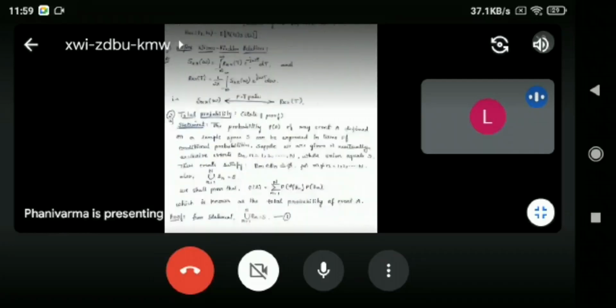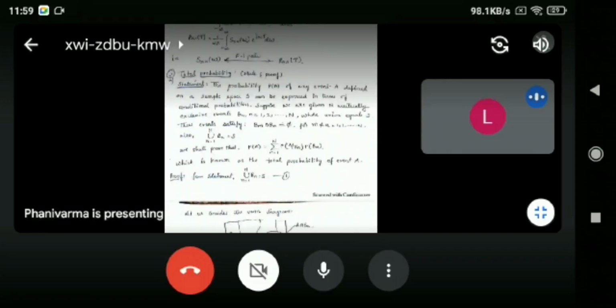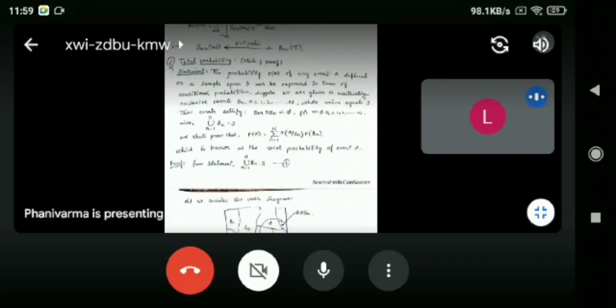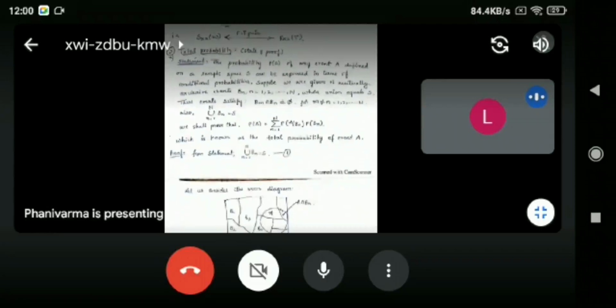Now what is total probability? State and prove it. Statement: the total probability P of A of any event A defined on a sample space S can be expressed in terms of conditional probabilities. Suppose we are given n mutually exclusive events Bn, where n is equal to 1, 2, and so on up to n, whose union is equal to S. These events satisfy Bm intersection Bn is equal to phi, where m is not equal to n, and n is equal to 1, 2, and so on up to n.